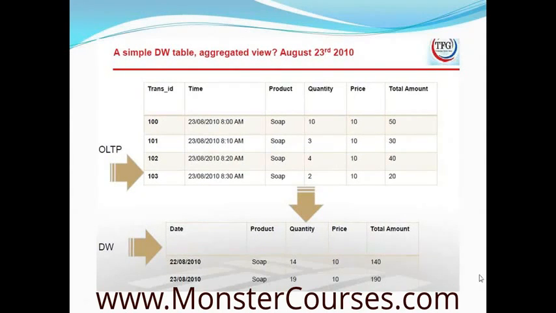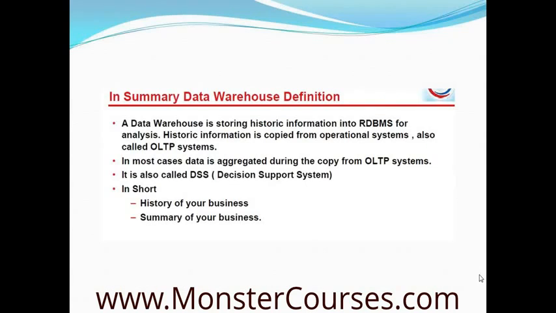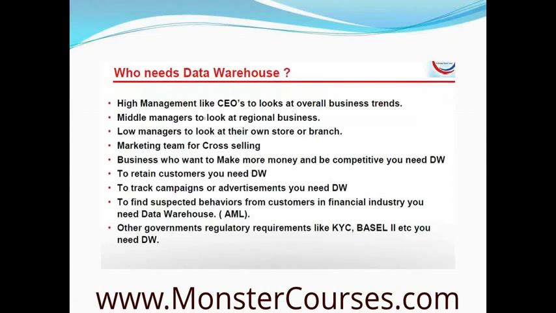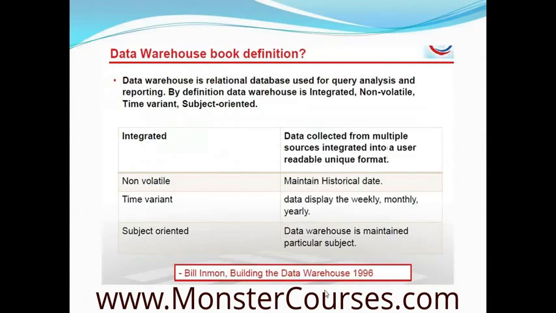These are the three main concepts we need to remember. Non-volatile is nothing but that we won't remove even a single record from our data warehouse. The second one is time variant. Time variant is nothing but that we can get the data based upon month, week, year, or quarter, and whatever the time period, we can extract the data further.